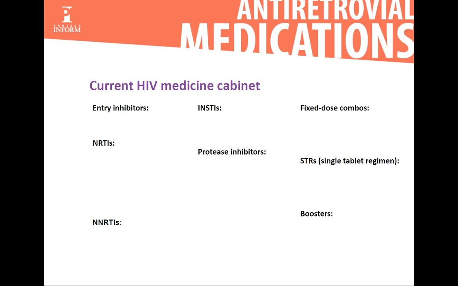Then you also have these other 3 groups: fixed dose combos, which is 2 or more medications together in one pill that are not full regimens. But when you have 3 or more medications in a single pill that is a full regimen, then those are called STRs, or single tablet regimens. So that's another acronym to look for at CROI, and there currently are 4 on the market. And then there are boosters, those drugs that are used to boost a few of the main medications in the regimen. So next slide.